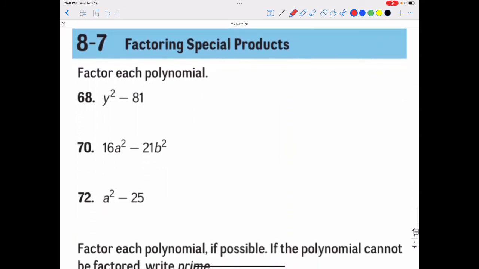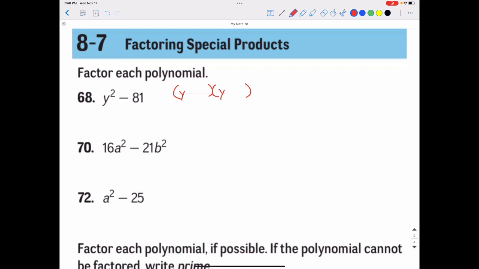And then factoring special products, number 68 is y squared minus 81. This has no middle term, so first we look to see if we can factor by distributive property, which we cannot. So we open up a binomial pair. Y squared gets split up into y and y, and notice that there is no y term on this one because it is the same as saying 0y.